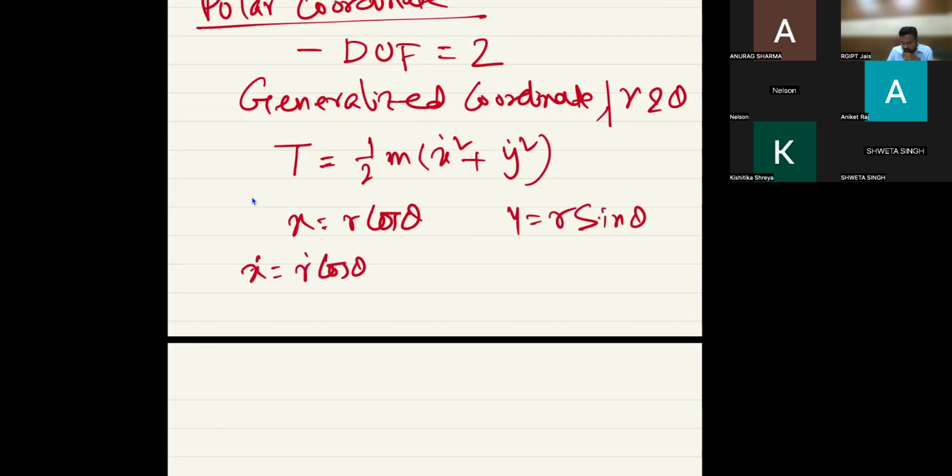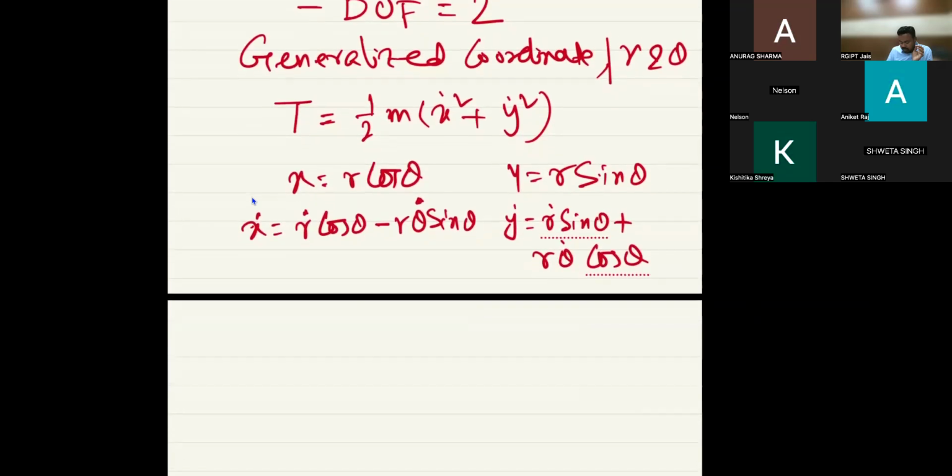This will be r dot cos theta, not simply r sin theta. First you have to take the derivative of r, giving r dot cos theta, minus r theta dot sin theta. You have to take the derivative for theta also. And similarly, y dot will be equal to r dot sin theta plus r theta dot cos theta, right?